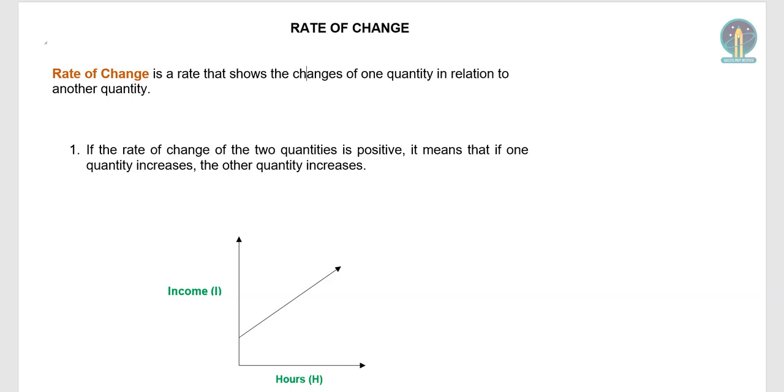In this concept, we're going to talk about rate of change. Now, the rate of change is a rate that shows the changes of one quantity in relation to another quantity, right? So if we had something like x and y, we can graph them or we can treat them algebraically. The rate of change is how they stack up against each other, how when one changes, the other behaves, okay?